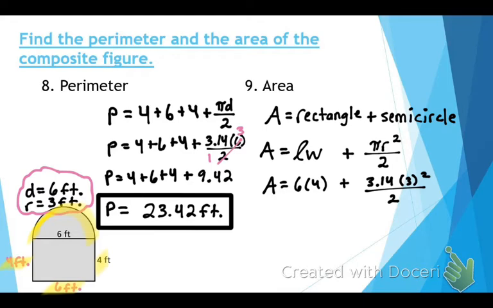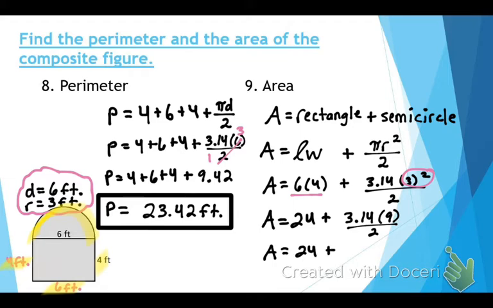I've got some work I can do. What is 6 times 4? 24. Okay, good job. Now, what is the first thing I should do when dealing with the semicircle? We're going to go ahead and do the exponents, guys. So what's 3 squared? 9. So now we're doing 3.14 times 9 divided by 2. When you do this part right here, what did you get? 14.13. All right. Now we've got to add them together. What's your final answer? 38.13 feet squared.